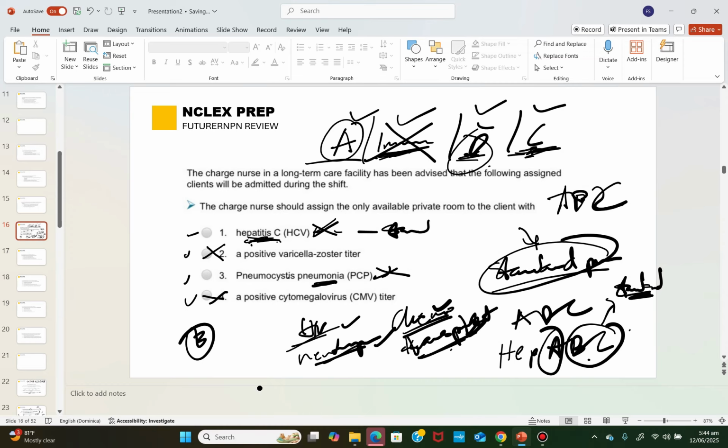There are other things that belong to standard. You need to know standard infections as different from airborne, droplet, contact. And you need to understand the role of a positive titer, so that you don't think it means the patient has a positive airborne infection. Okay? So the correct answer to this question is 3.